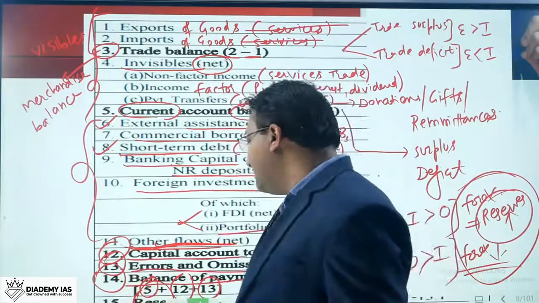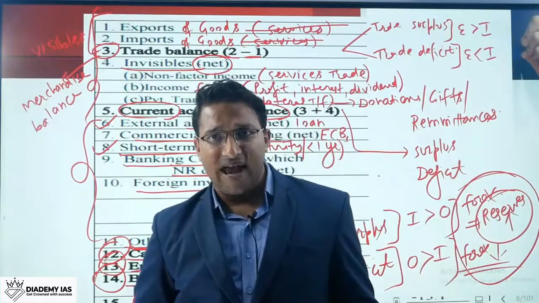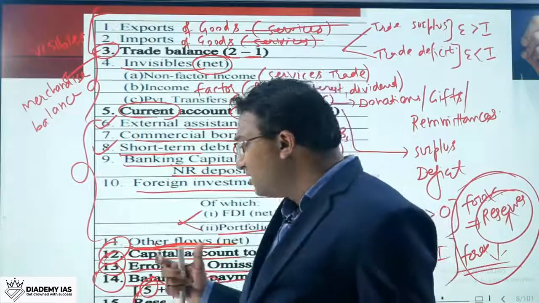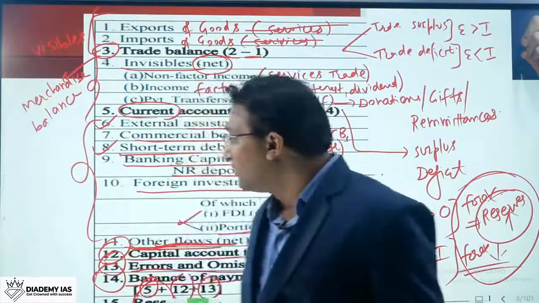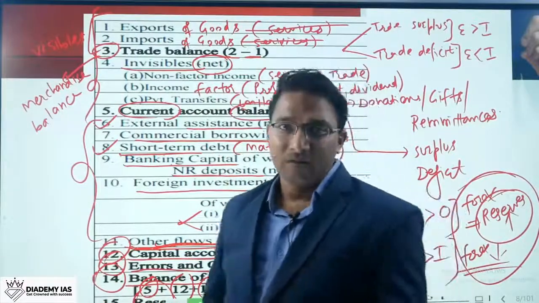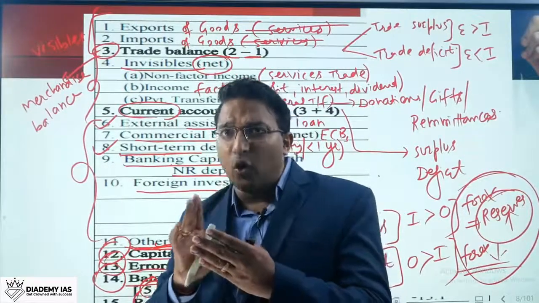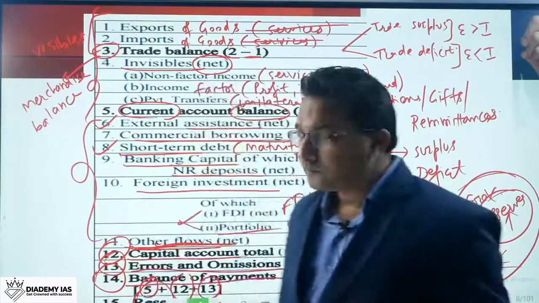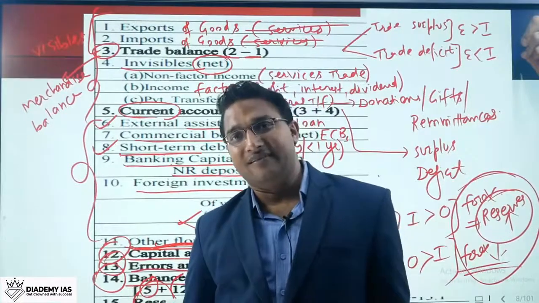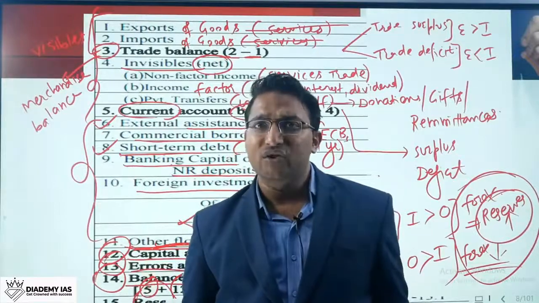Item number 15, that is change in the reserve, is the accommodative transaction. That means we have adjusted the amount of reserve because of the other transactions which happened during the year. So reserve is a balancing figure. Reserve is the impact of all the other transactions happening in the country. We will discuss automatic and accommodative transactions in the subsequent session in detail.